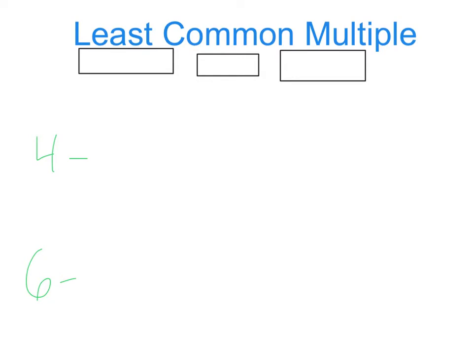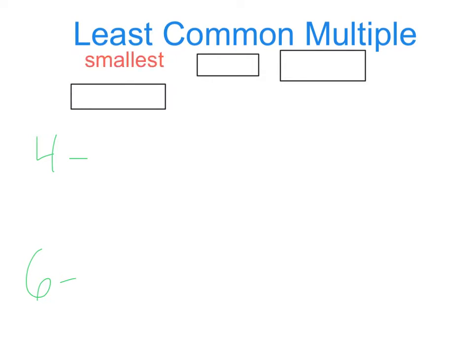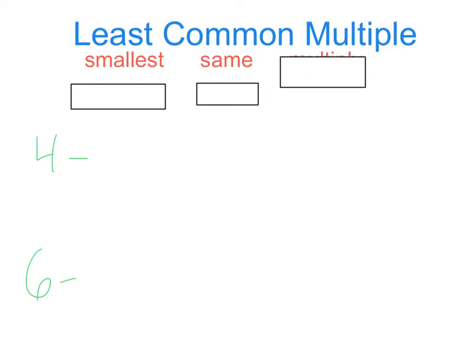The word least. What's a good synonym for least? Hopefully you said smallest. Least means smallest. Common, what does common mean? Something that is the same. And then multiple sounds an awful lot like multiply. So when we're saying least common multiple, we're looking for the smallest number when multiplied that is the same.